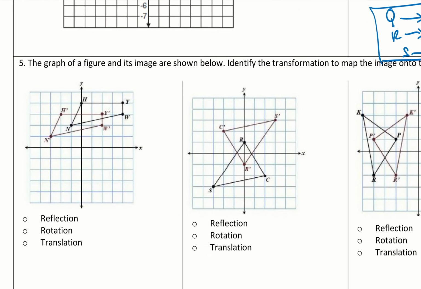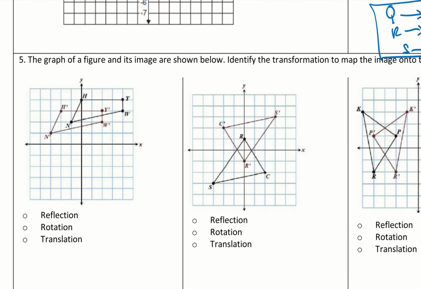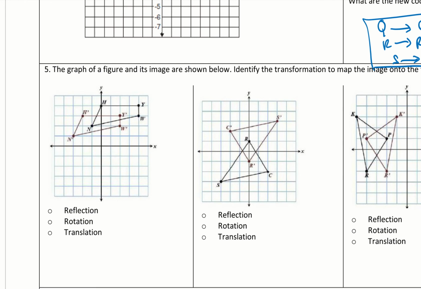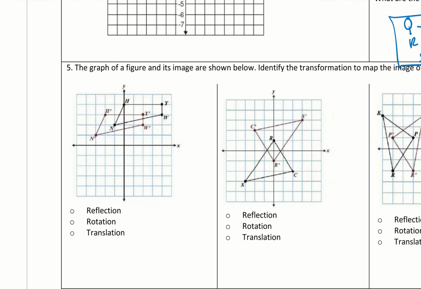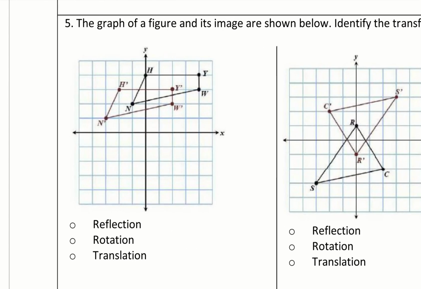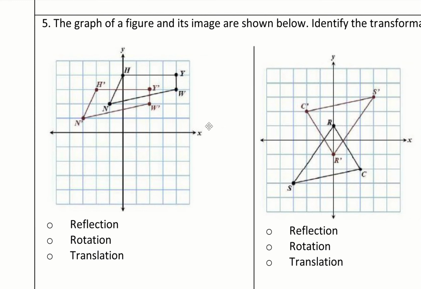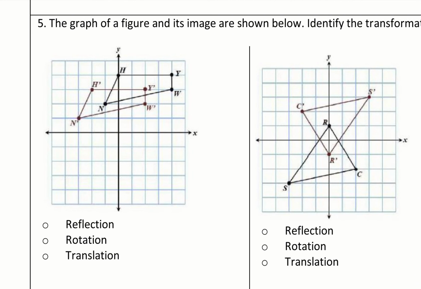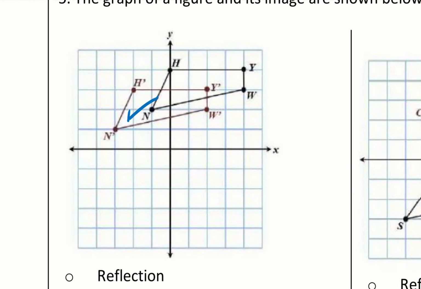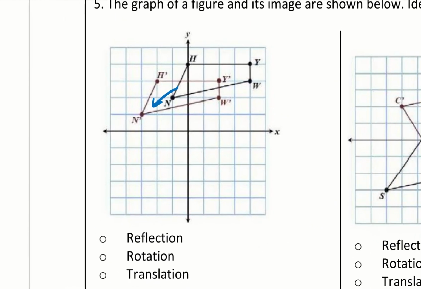All right, and then the last couple of ones for this section. The graph of a figure and its image are shown below. Identify the transformation. All right, so what's going on to go from this here to that? You can kind of see that you literally have to just slide it. So that means that's going to be a translation. You just slide it.